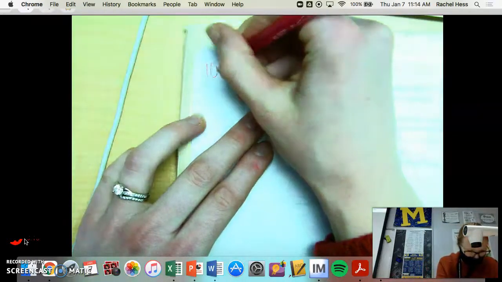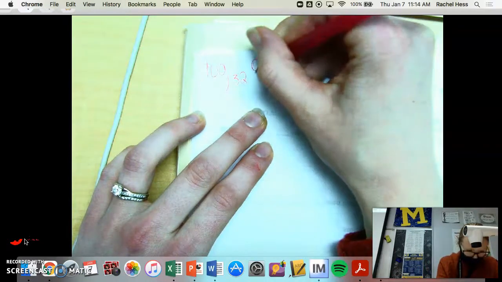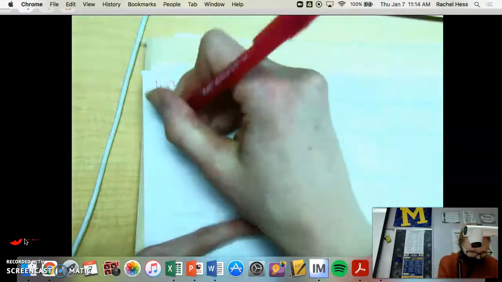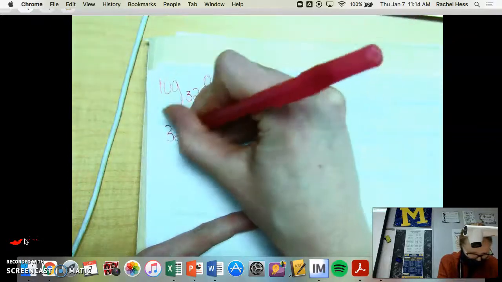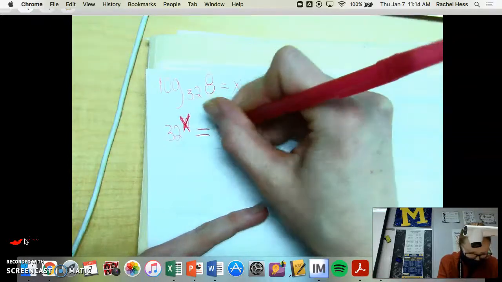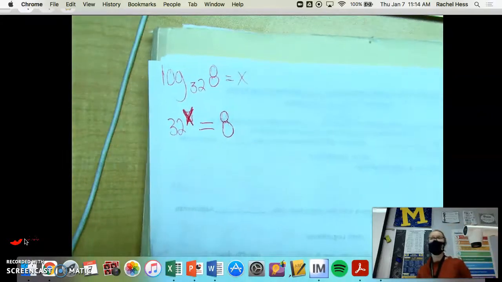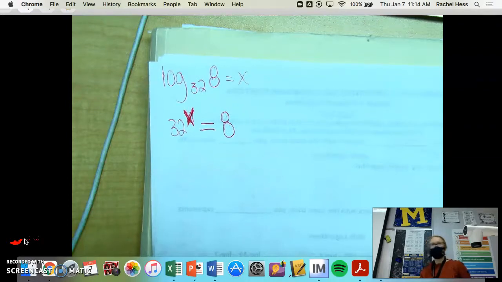If you have something like log base 32 of 8, well, your first instinct would be writing it like, well, 32 to what power, right? So 32 to what power, so we're going to solve for x, equals 8, right? That makes zero sense. Good luck with that one.